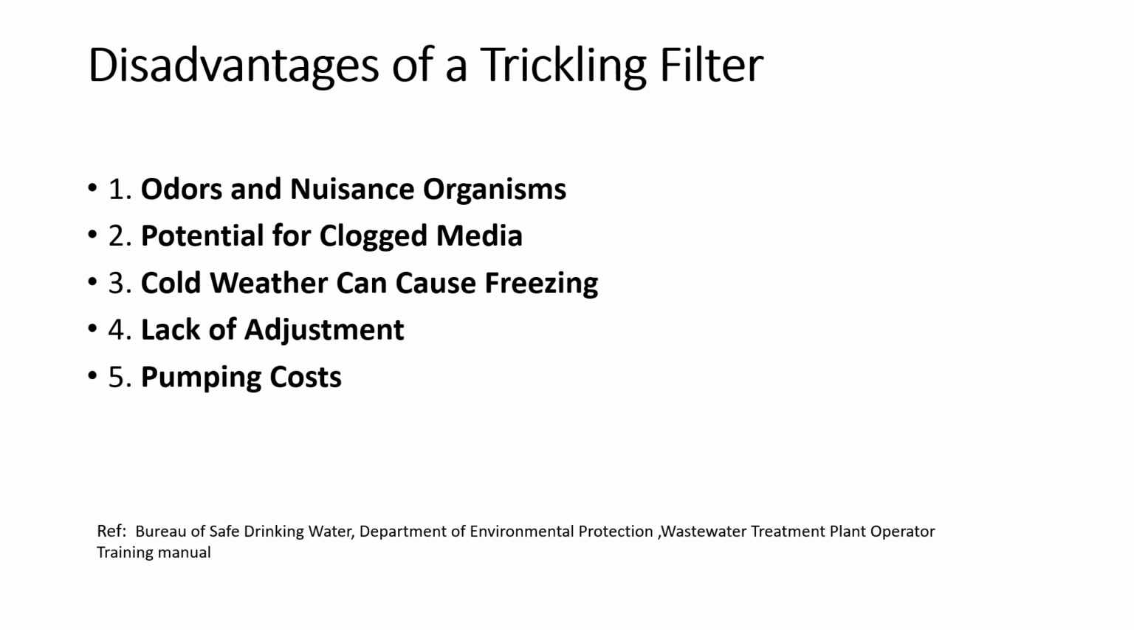And the fourth one is lack of adjustment, where trickling filters do not have features which allow them to be quickly adjusted for rapid increase in loading. In addition, trickling filters cannot be fine-tuned to achieve a high level of treatment. Pumping costs. It may be necessary to pump the wastewater to a higher elevation so the flow can go out through the distributor. Additionally, recirculation of wastewater may be necessary to achieve sufficient wetting of the medium.